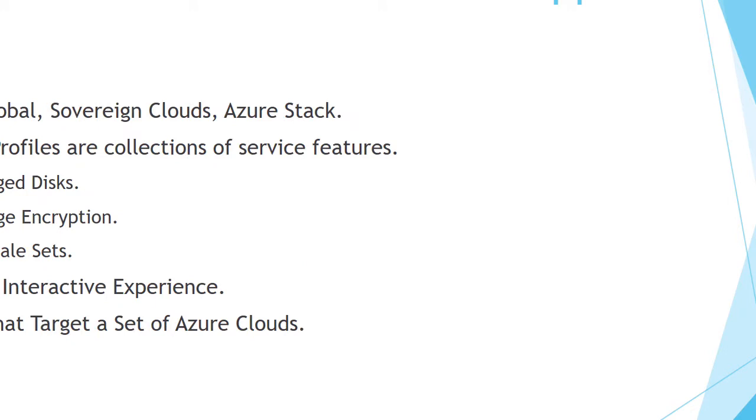So to start with, let's talk a little bit about version profiles. So basically, what is this about? The idea is that we have multiple different Azure clouds. So Azure Global is what most people use most of the time, but there are also sovereign clouds in the US, Germany, and China. There's also Azure Stack. And all of these things have slightly different capabilities. And when that comes to Azure Stack, that's especially pronounced.